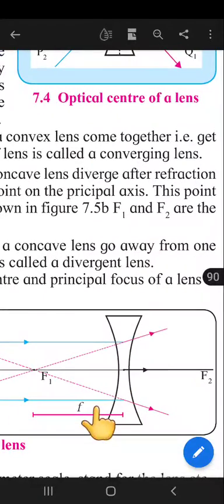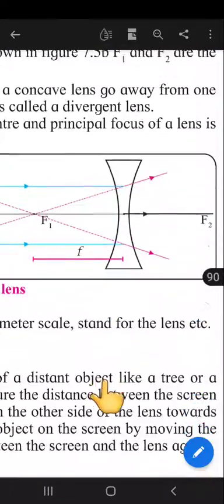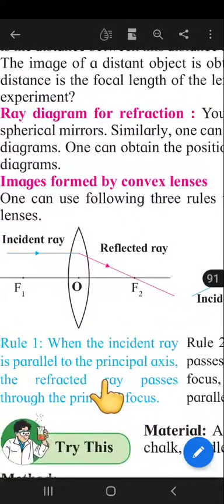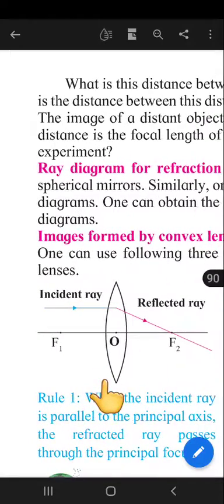The next definition, we will learn the distance from the optical center, this is O. The center of the lens is called the optical center. The distance from the optical center to the focus is called the focal length, and it is measured in meters or centimeters. Now we will learn the three important rules on which we can draw the ray diagram.